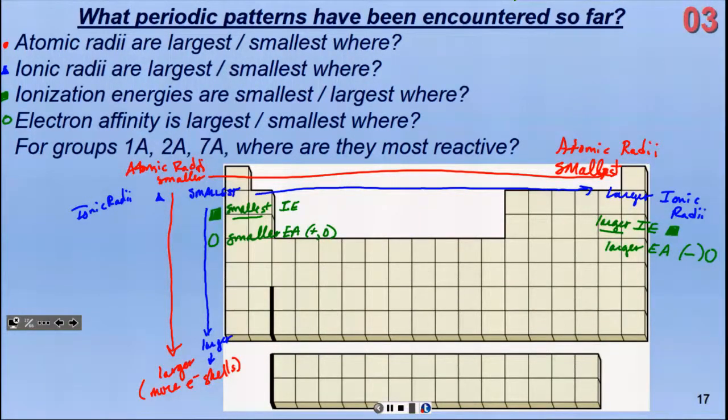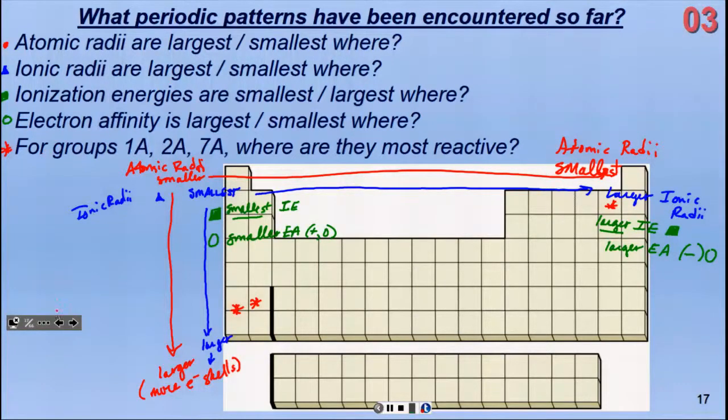Where are things the most or least reactive? That's the next thing we need to pay attention to. And at the end of Chapter 3, that was discussed. So the most reactive elements are at the bottom of groups 1A and 2A. And the ones that are most reactive in 7A are at the top. So fluorine and chlorine are more reactive than their cousins down the column. Cesium and barium are more reactive than their cousins above them in those alkali metals and alkaline earth metal groups.